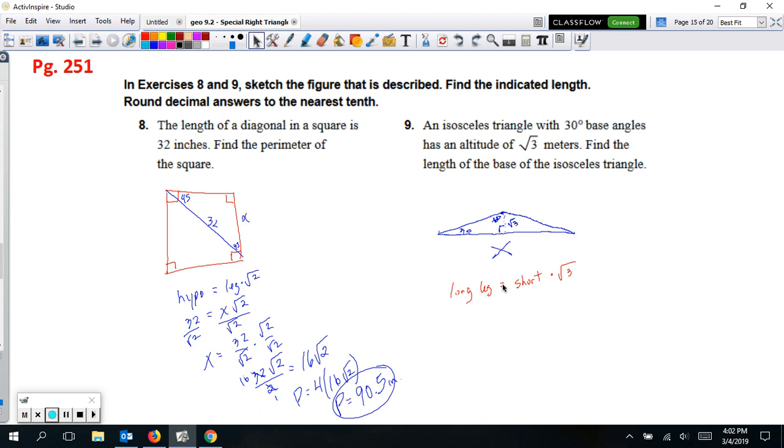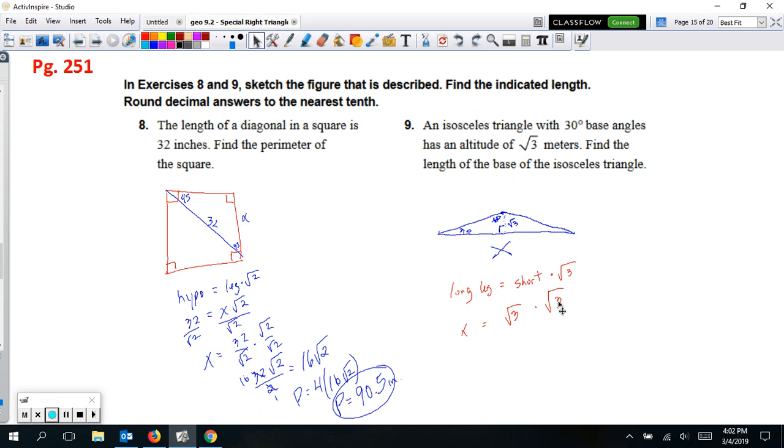So the long leg is equal to the short one times the square root of 3. We know the short one is the square root of 3, so it's going to be x here. Now that may be confusing because x is not going to be this, so we need the big X. Really, I should have put a y here instead, a different letter.